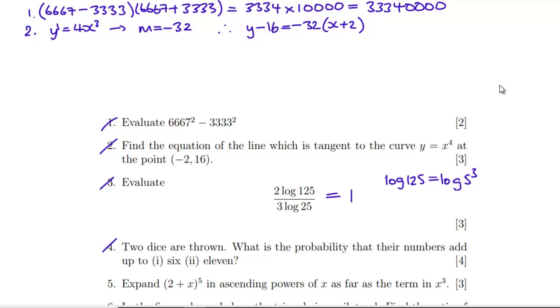So question 4, 2 dice are thrown. What's the probability that their numbers add up to 6? So for 6, we'd have 5, 1, 4, 2, 3, 3. I should have done these with pluses rather than commas. 2, 4, and then what we got, 1, 5. So that's 5 out of 36. So we got 5 out of 36 for part 1. And then they add up to 11. Well, we're just going to have 2 permutations for that, 5, 6 and 6, 5. So that would be 1 out of 18.